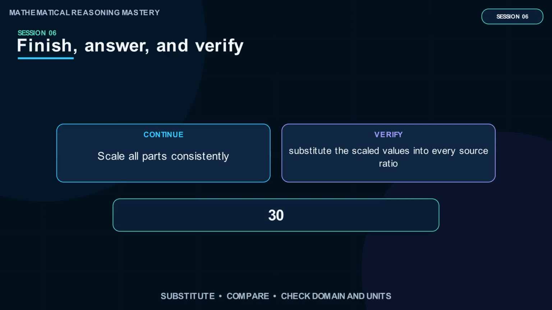Verify from another direction. Substitute the scaled values into every source ratio. The check should use evidence independent of the original calculation whenever possible.